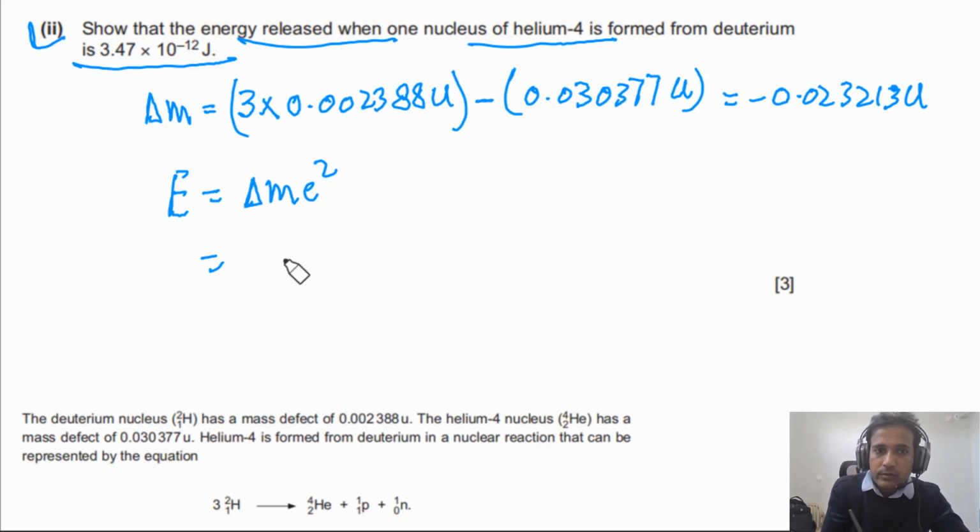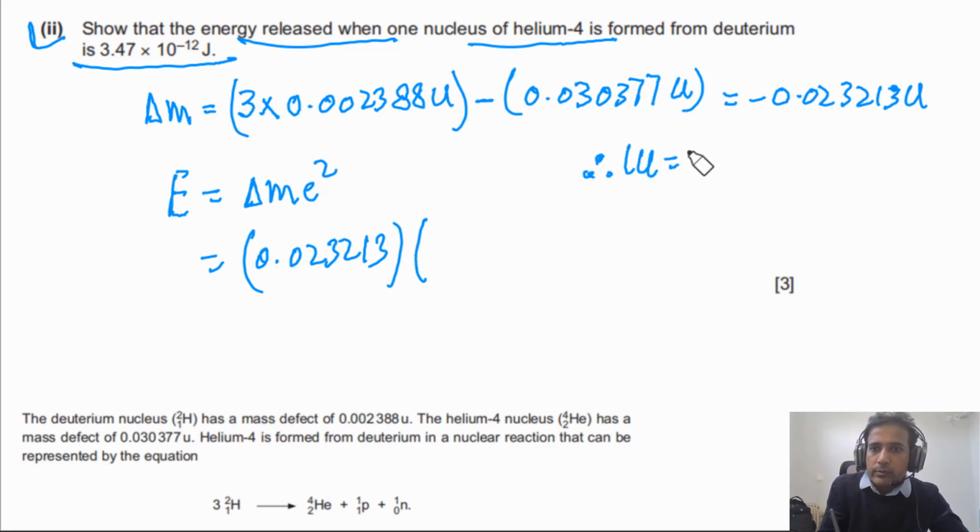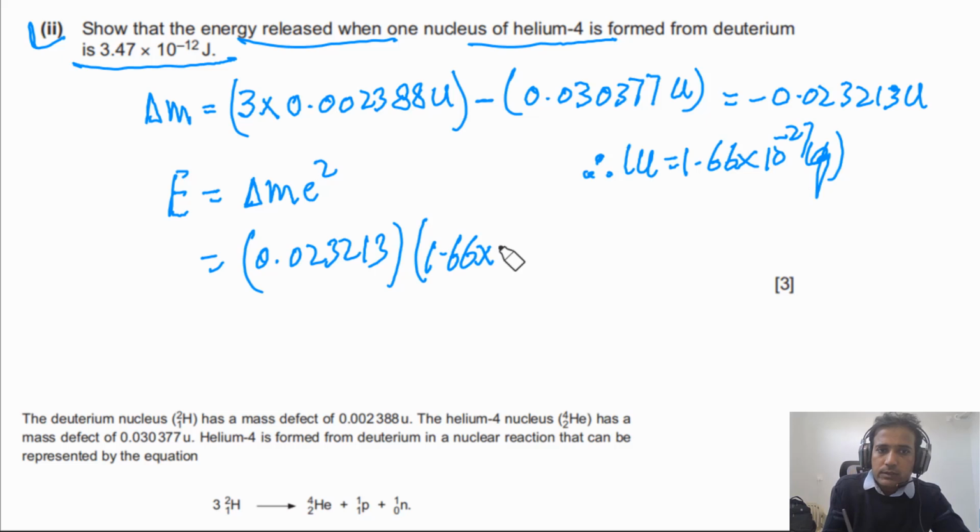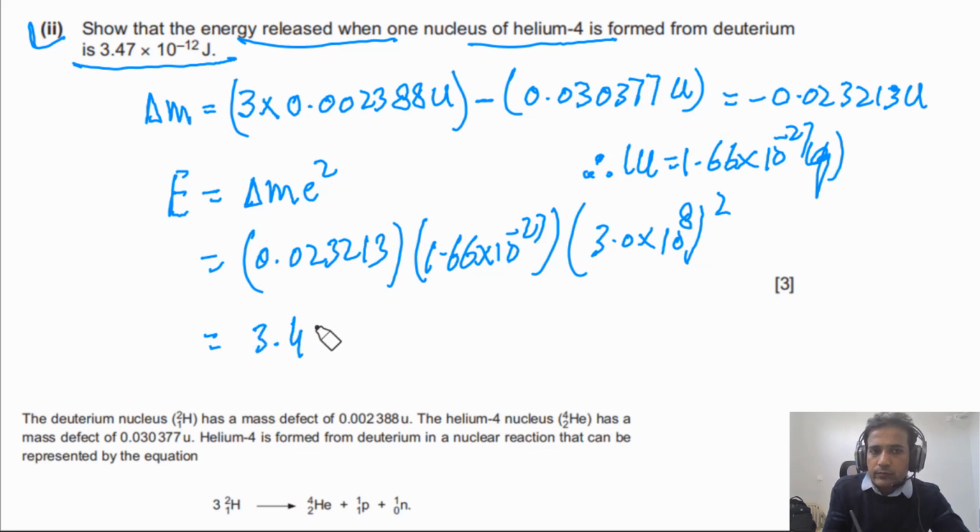So we can simply write down 0.0232113 times 1 atomic mass unit. We need to understand that 1 atomic mass unit is equal to 1.66 times 10 to the minus 27 kgs. So we write 1.66 times 10 to the minus 27 kgs multiplied by c squared, that is 3.0 times 10 to the 8 squared. Now if we solve this, we will get 3.47 times 10 to the minus 12 joules. So this is how you can find it out.